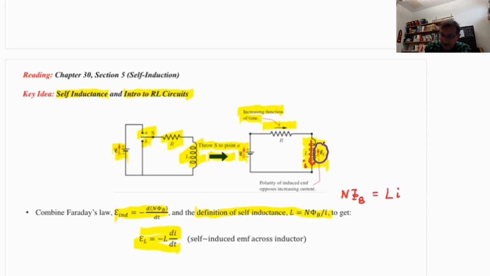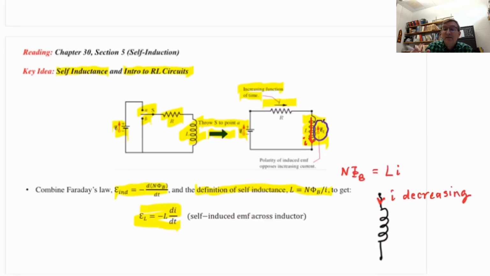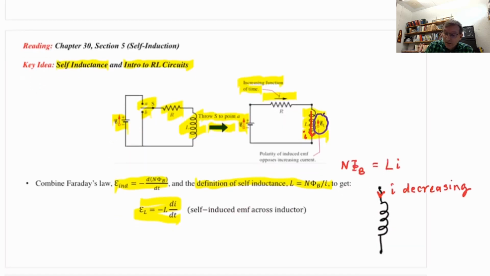And so if that were the case, then across my, I'm just going to draw the inductor part of the circuit, like that, with the current I coming downward. But now I is a decreasing function of time in that case. Then the induced EMF across the inductor, it opposes that change. It doesn't want the current to go down. So which way will the induced EMF point? What will be its polarity in this case?